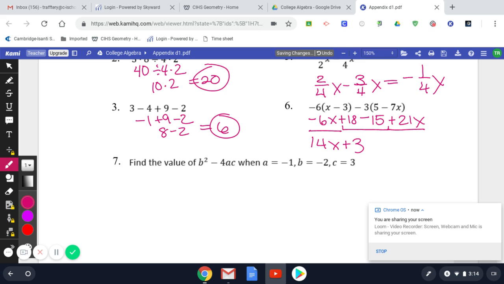Finally, number 7, I'm going to plug in the values. So b squared, so -2 squared, minus 4 times a, which is -1, times c, which is 3. So I have 4 minus 4 times -1 times 3 is -12. So 4 plus 12 is 16.